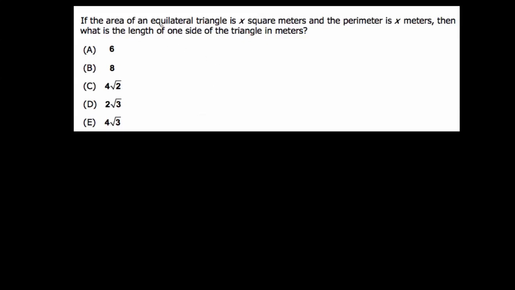If the area of an equilateral triangle, so let me underline this because these are salient points that we would use in answering this problem. If the area of an equilateral triangle is x square meters, and the perimeter is x meters, so the perimeter of the triangle is x meters, then what is the length of one side of the triangle?